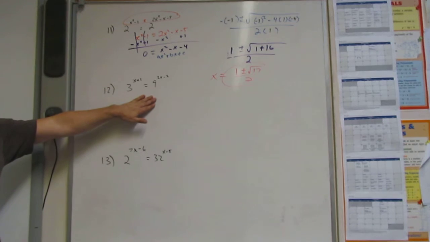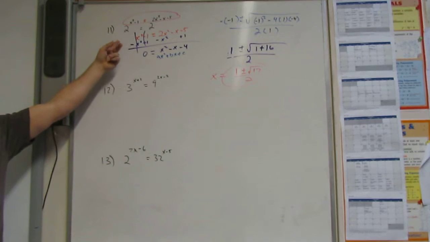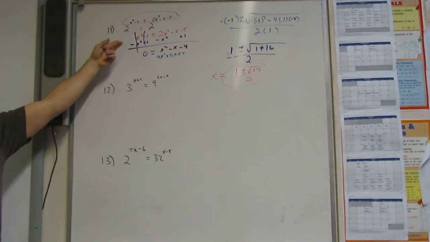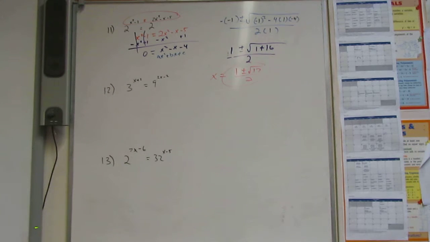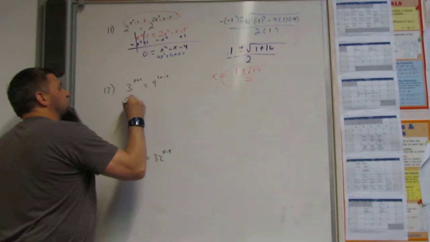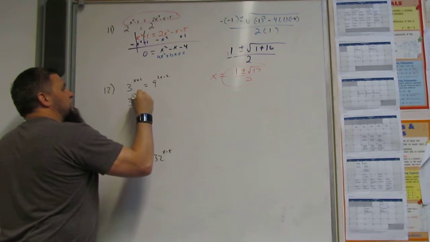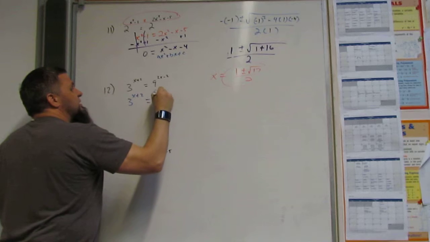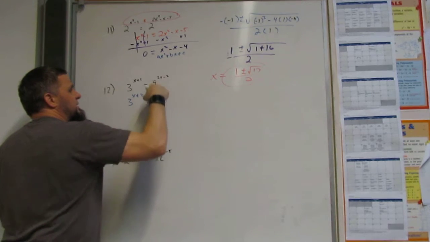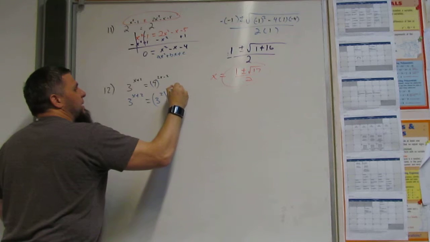So, with this one, I want to make it look like this guy. Really, really, really want to make it look like this guy. Because that was pretty easy. Okay? So, can I make a 9 look like a 3? How? Can you make a 9 look like a 3? How do I make a 9 look like a 3? 3 to the second power. Good, good. Okay, so this is 3x plus 2. This is 3 squared. That's the same thing. To the 2x minus 2.